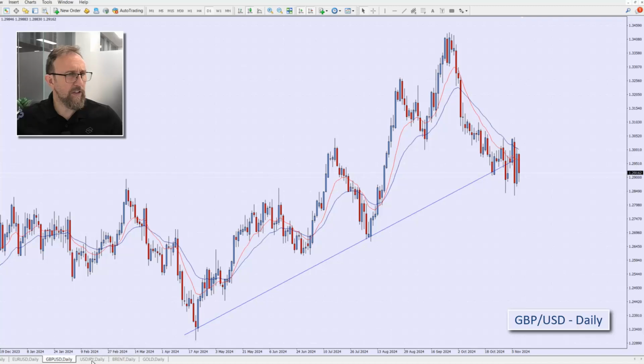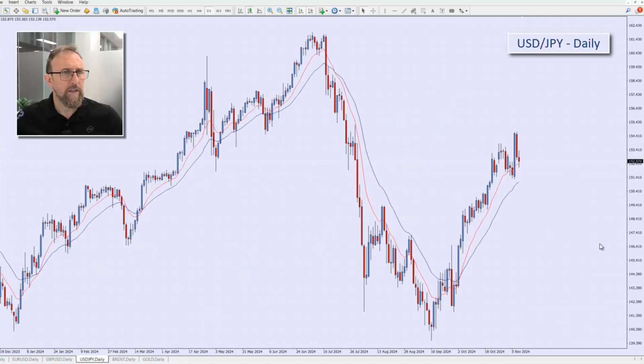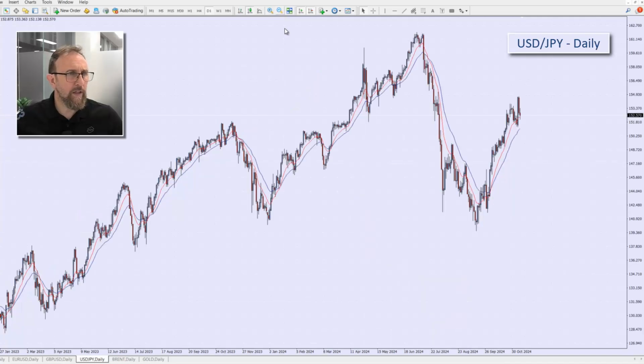Let's move along and have a look at the US yen. This is a slightly more normal looking chart. We can see that we are on an up. We have pulled down and we've pulled back up. Let me just zoom out a little bit more to have a wider look.